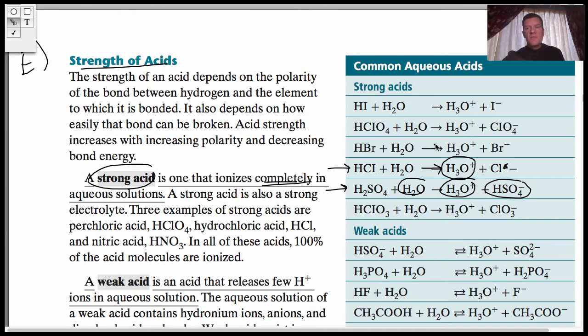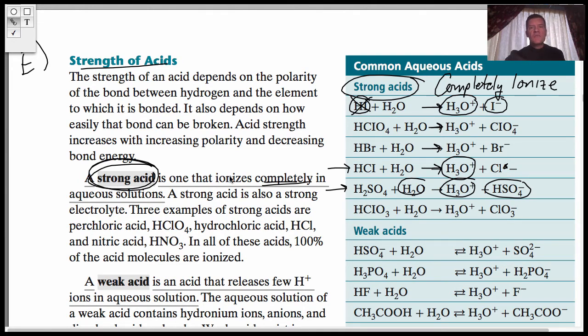Notice all of these arrows go one direction. If the arrow goes only one direction, that means they are strong acids and they completely ionize. Okay? What do I mean by completely ionize? It means that when you put HI into water, all of the HI compounds will ionize and break apart into ions. You won't have any more of those HI compounds left when you put it into water. Okay? That's a strong acid. You must know that a strong acid is one that completely ionizes when you put it into water.